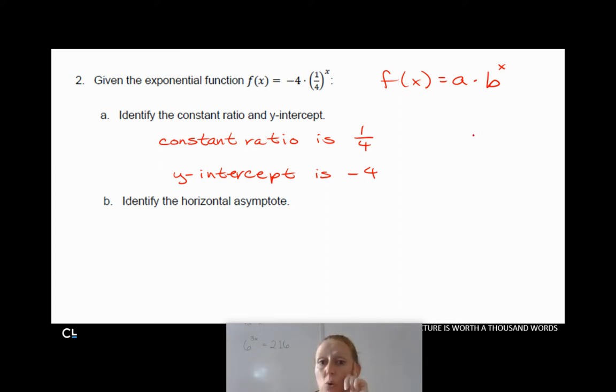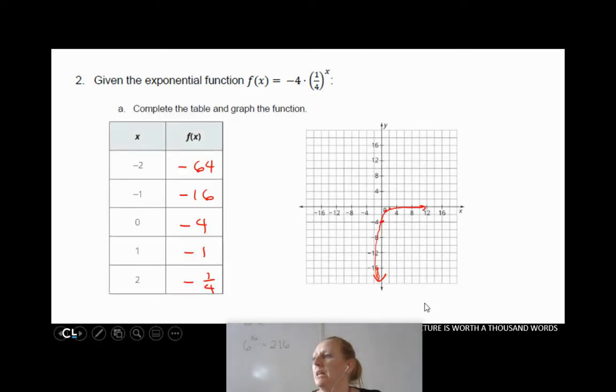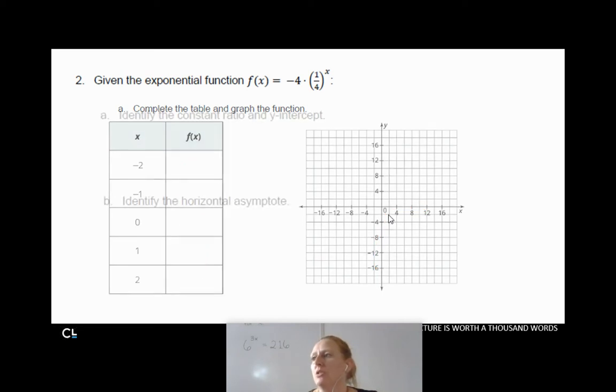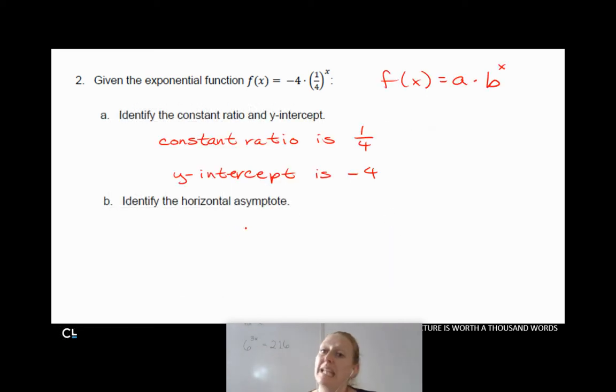Ooh, identify the horizontal asymptote. If you need to, you can go back to the graph and look at what we did. Take a look. It's getting closer and closer and closer to 0. You can even see that on my graph and on my table. My output is getting closer and closer to 0. So please remember, since it's an output, we say the horizontal asymptote is y equals 0. Watch out for that.